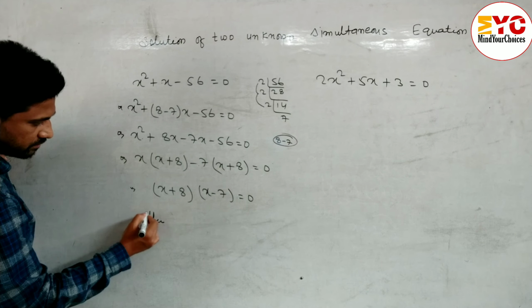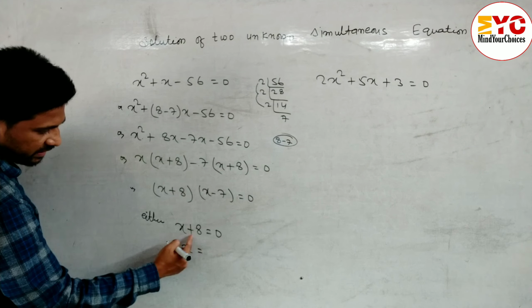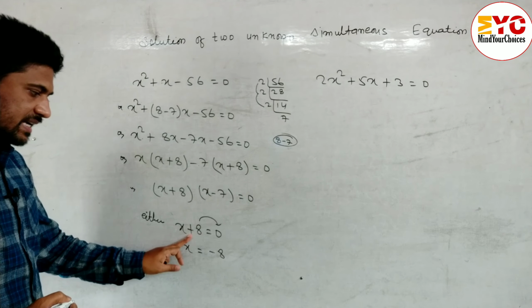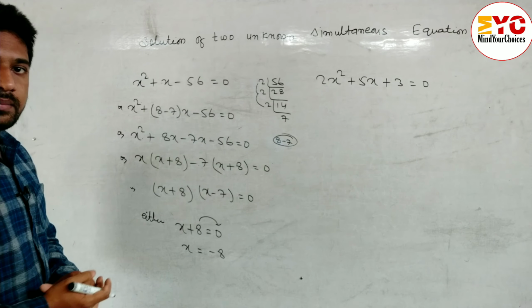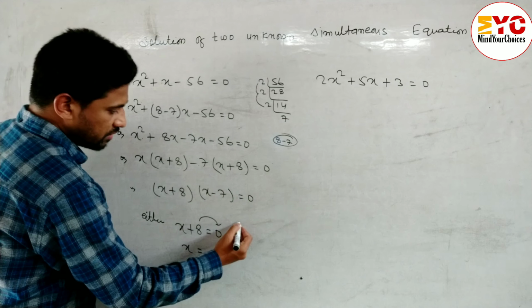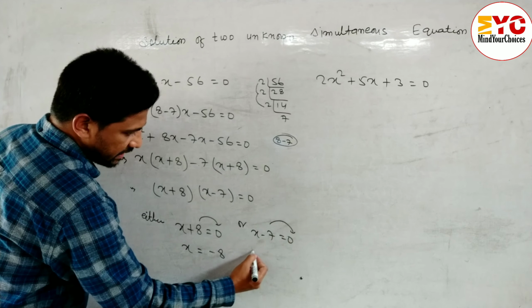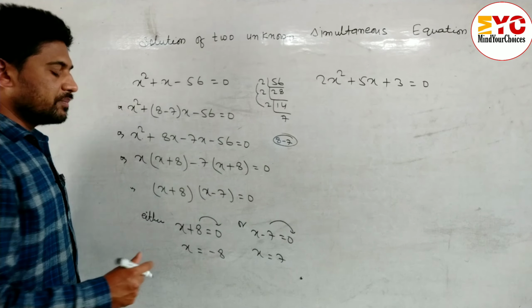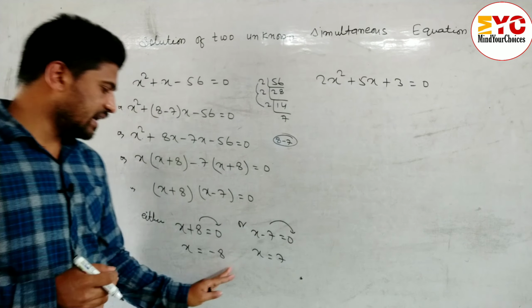Either x plus 8 is equal to 0, and when you take 8 to the right side, we have to write x is equal to minus 8, because here is plus 8, we have to change the sign. If plus, we have to write minus. If minus, we have to write plus. Similarly, the other one: x minus 7 is equal to 0. When you take 7 to the other side, x is equal to 7, because here is minus 7, we have to write plus 7. We have to change the sign. So the answer of this question is 7 and minus 8.